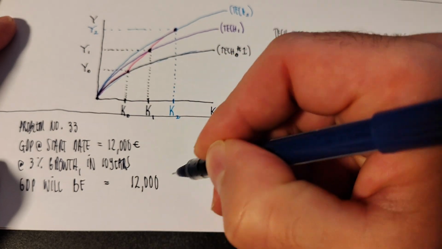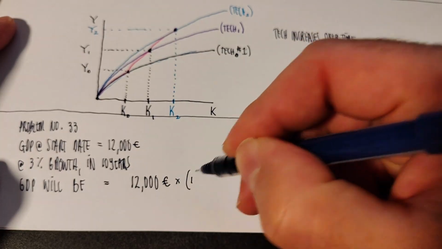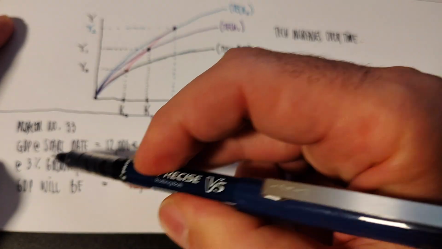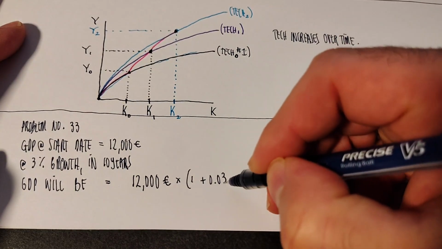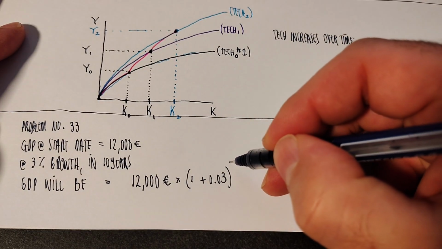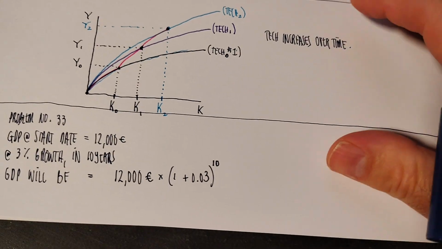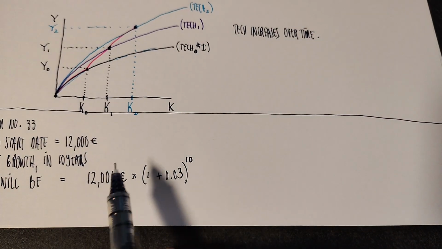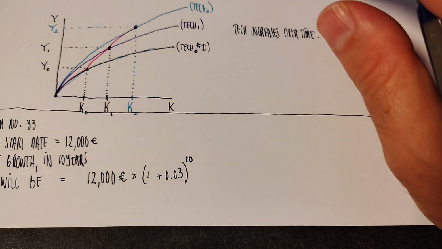Don't forget your units. Times 1 plus 3%. Remember, turn it into a decimal. And 10 years. So it's going to be to the 10th power. Don't really need to calculate that out. I'm just more interested in you setting up the formula, what that looks like. That's most important for me. You can plug this into Google and get an answer lickety-split, but I don't really care about that.